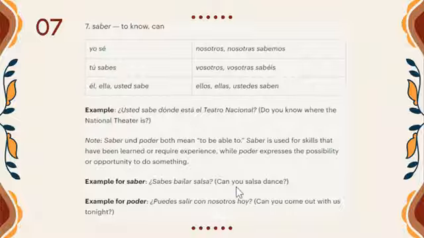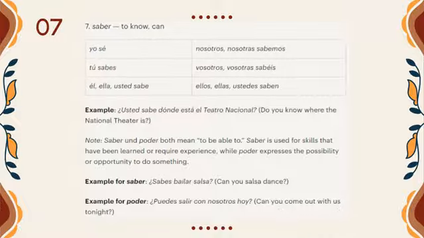Right? So, yes, you can replace it with "can" in some instances, but for the most part, it's more "to know." Even in this case, it's to know. Do you know how to do it? Right? It requires experience, it requires learning. Whereas the example that they use for poder, it's literally like possibility or the opportunity, right? Can you come out tonight? It's not, do you know how to come out tonight? No. You don't have to know how to do that.